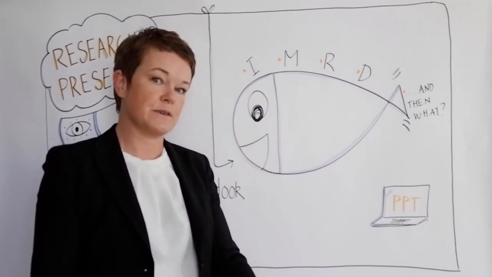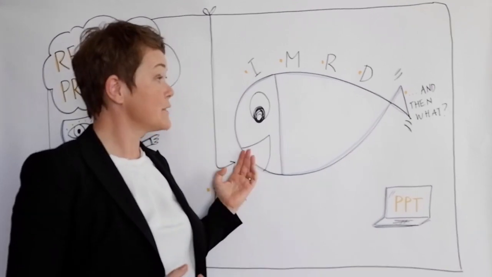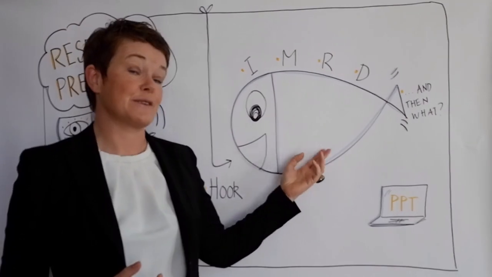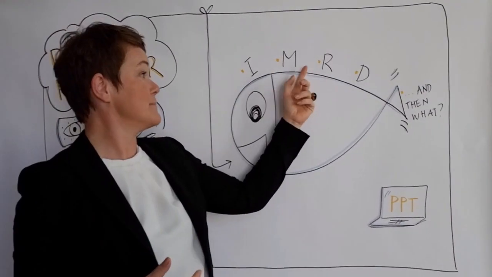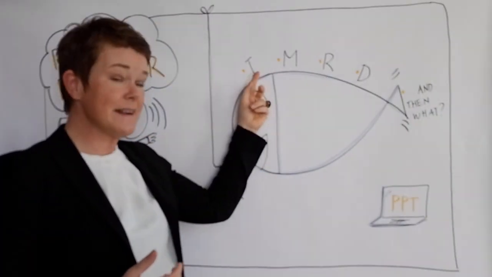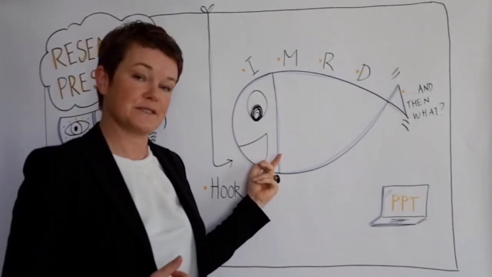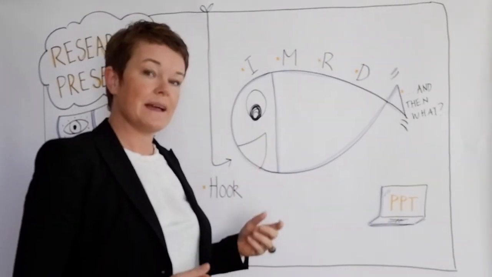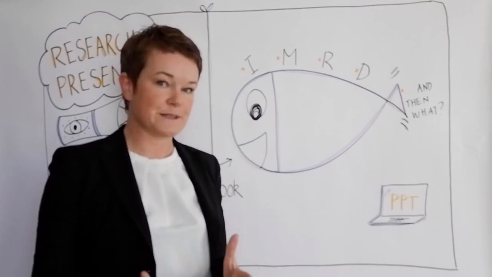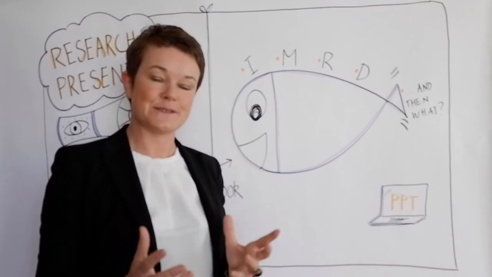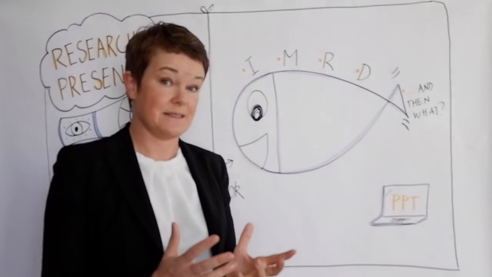And once you have that, once you've dragged us in, then you could use the IMRD structure that you know from every journal article you ever read or wrote, the IMRD. The I is the head of the fish, and it's the introduction. The introduction to you and the introduction to the topic. So why is this relevant? What is the topic? Where is your research presentation situated?